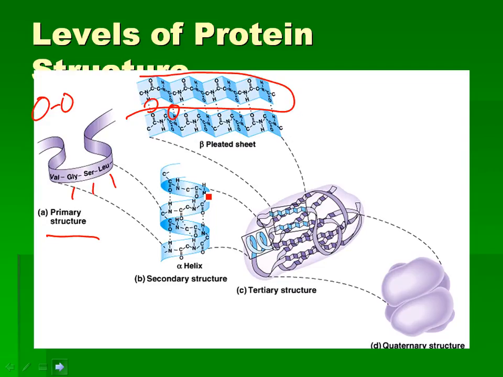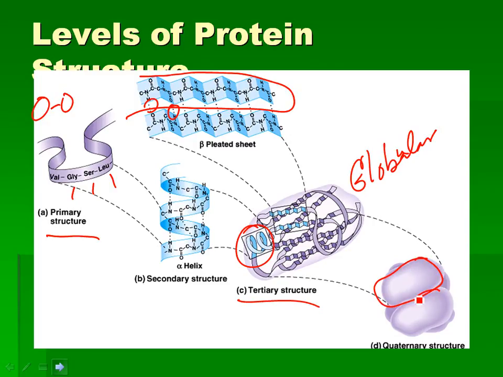Then when we have the final folding and twisting that results in a globular molecule, for example, this is our tertiary structure. So this is the third type of structure. And in this structure, you can see that we actually have some beta sheets as well as an alpha helix. And then finally, the quaternary structure, where we have more than one of these tertiary molecules. So here's two, and then they're showing you two more on the back side.